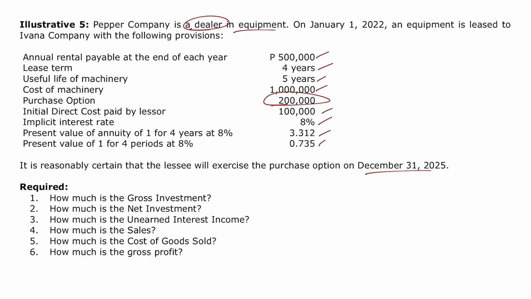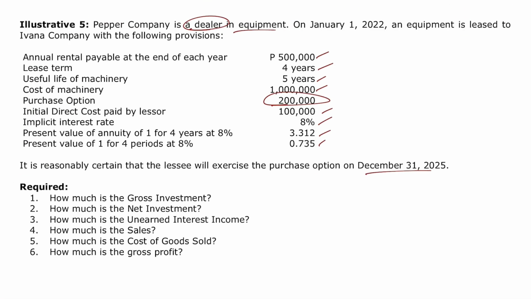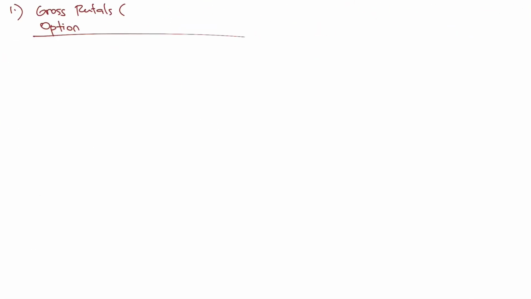So number 1, how much will be the gross investment? Gross investment will be equal to the gross rentals, but this time plus the option, because when there is a purchase option given, it is not the residual value that we add, but the option. Gross rentals will be equal to 500,000 times the lease term of 4, which is equal to 2 million pesos.